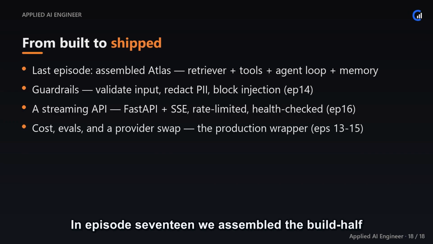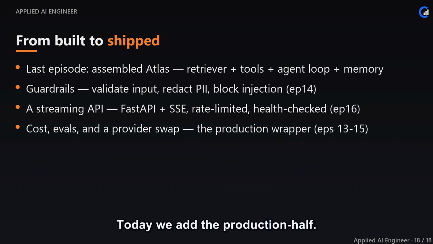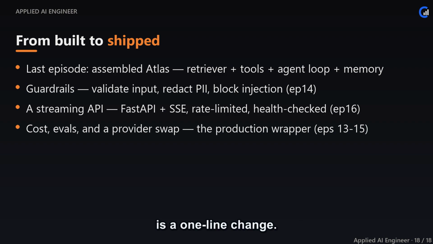In episode 17 we assembled the build half into a working Atlas. Today we add the production half. We'll put a guardrail layer between users and the agent, expose it through a streaming HTTP API with rate limiting and health checks, package it in a container, project what it costs at scale, and demonstrate that swapping the model provider is a one-line change. Each of these is an episode we already studied, now we wire them onto the real app.